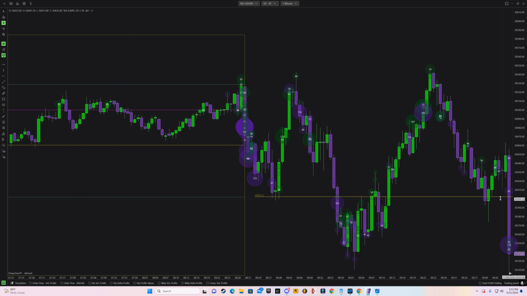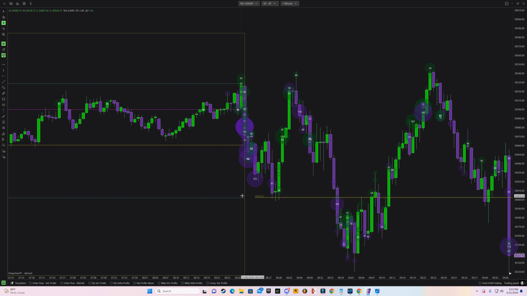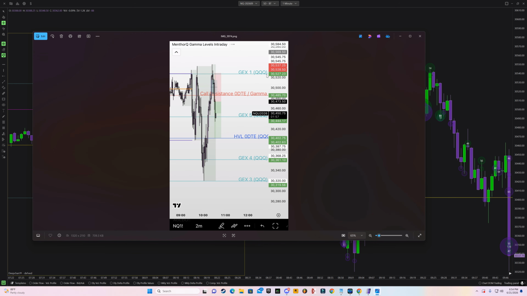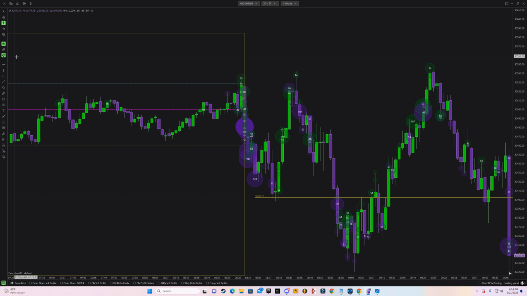Since we're in a positive gamma regime, we are below the overnight session's value area low, and we see aggressive buyers stepping in. This would have been your long position. Stops right below here, and you could have targeted the value area high. Now notice what happened here. We have the GEX1 level at the value area high of the overnight session at 30527.23.